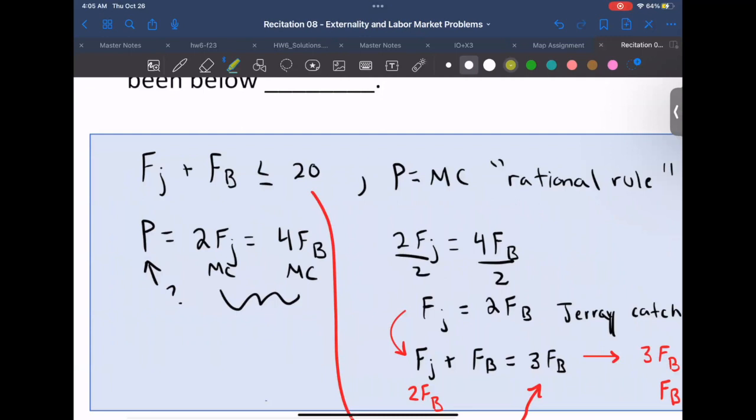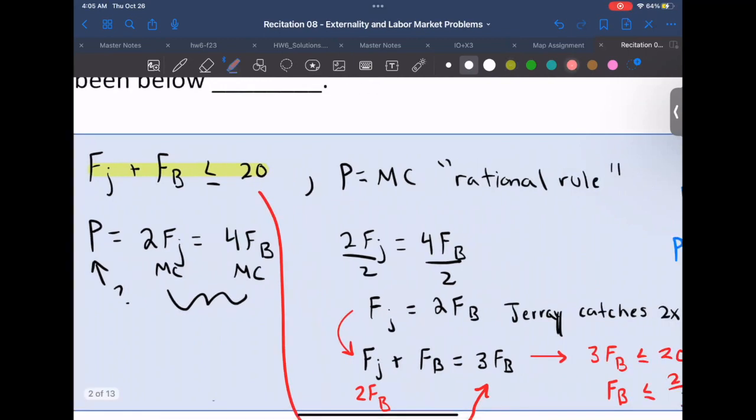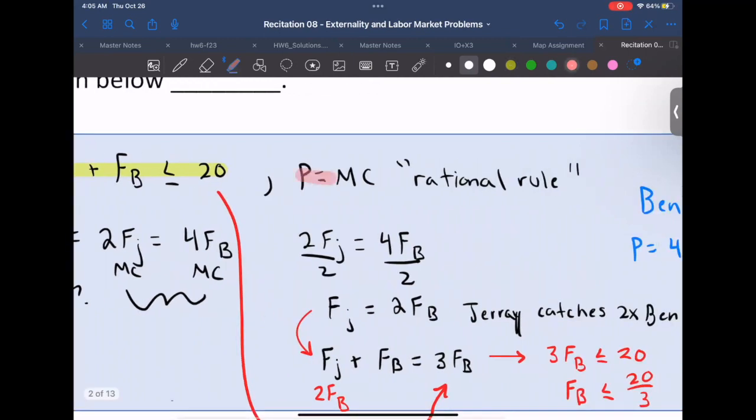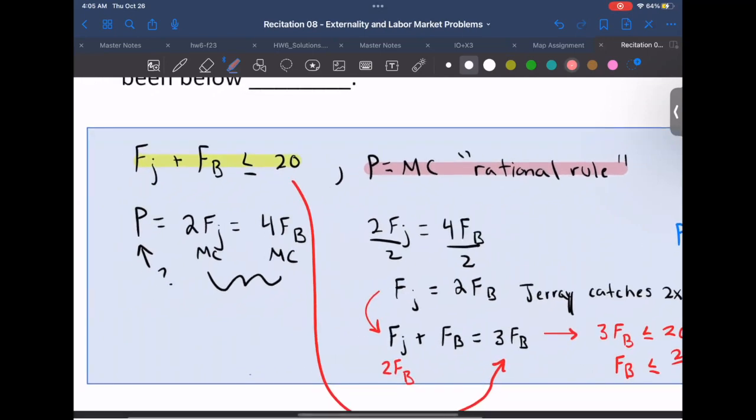So first, we know that because Ben and Jerry are not overfishing, their total fishing supply is going to be less than or equal to 20. We know that Ben and Jerry are going to keep fishing until the price that they can sell the fish for is equal to the marginal cost. We repeated that step here. We'll set our price equal to the marginal cost of Jerry, equal to the marginal cost of Ben.